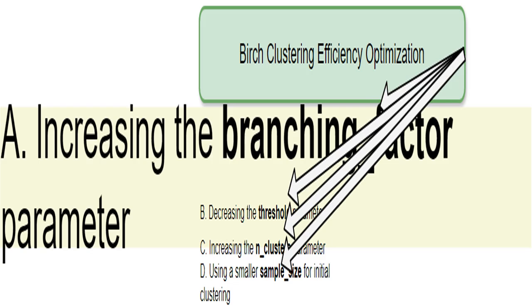Let's talk about the branching factor. Imagine a tree. A higher branching factor means each branch of the CF tree can have more children nodes. This results in a wider, shallower tree. It's like having more lanes on a highway. More lanes mean less congestion, and building this wider, shallower tree is faster. Therefore, increasing the branching factor speeds up the tree building process.